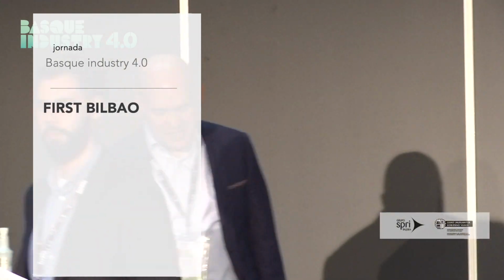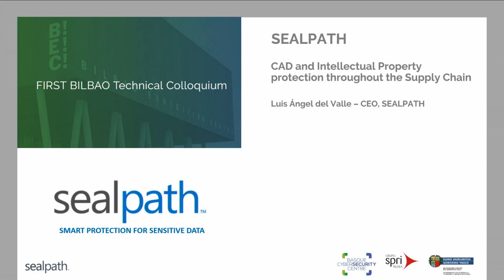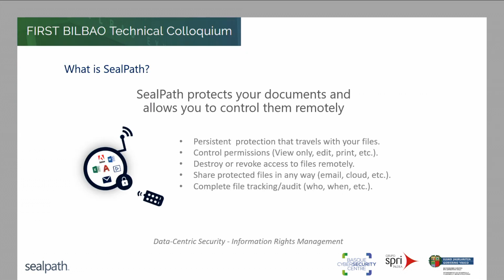Thank you very much. Okay, so I'm going to talk about how to protect critical, sensitive information, intellectual property, in an industrial environment. It's a different approach compared with protecting a network. It's just protecting files, CAD, documents, etc., which contain sensitive information. And how can we protect that information across the supply chain?